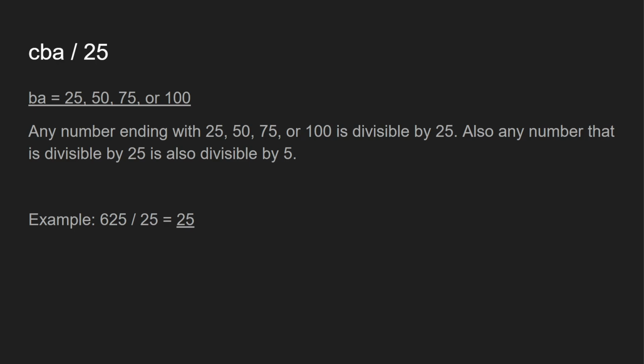25. How do we know if a number is divisible by 25? If the final two digits are either 25, 50, 75, or 00. This is supposed to say 00, two zeros. I put 100 just because I wasn't really thinking, I guess. But really, this should be 25, 50, 75, or 00. If the final two digits are any of those, then the number is divisible by 25. And also any number divisible by 25 is also divisible by 5.